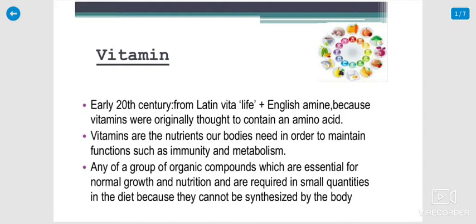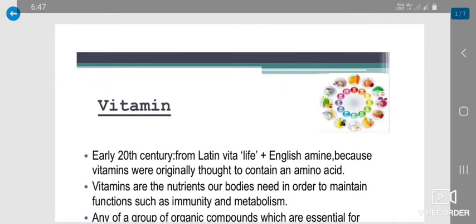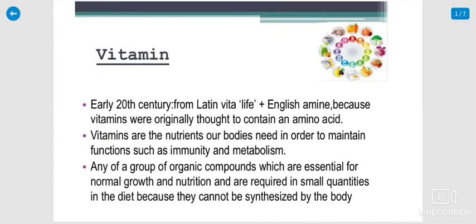Vitamin. What is meant by vitamins? It's an early 20th century word from the Latin word vita, that means life. In English, the word has amine in it, because vitamins were originally thought to contain an amino acid.